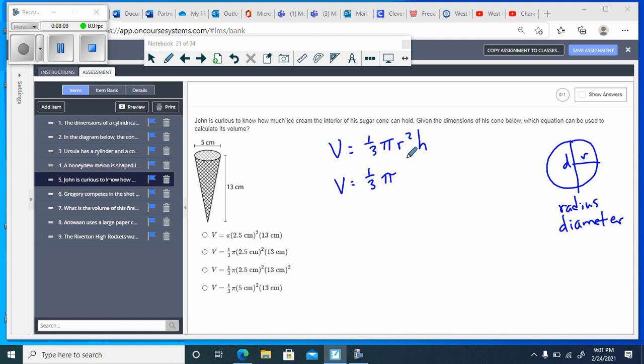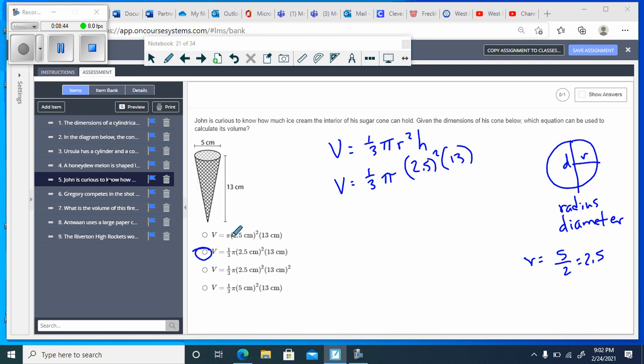So in this case, this is our diameter. So our radius is going to be equal to half of that. 5 divided by 2, which is 2.5. That would be 2.5 squared, and then our height is 13. Okay? 1/3 pi, 2.5 squared times 13, right? 2.5 squared times 13. There you go.